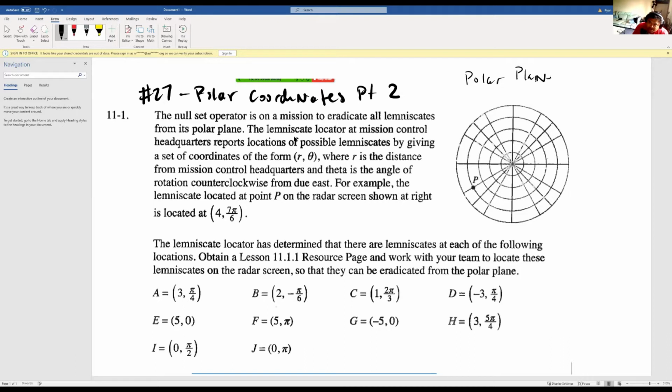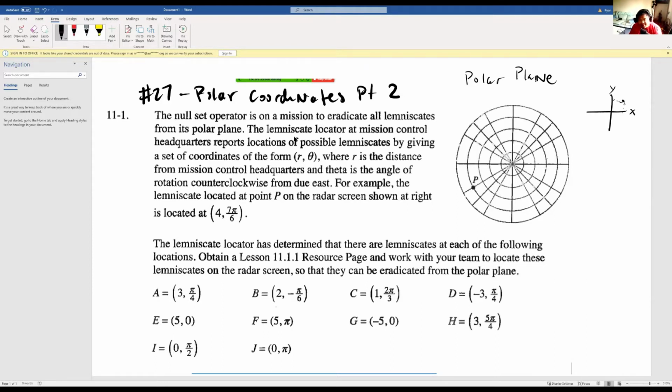So it's not your typical XY plane, which we talked about last week, which we call rectangular coordinates, where you would move to the right or left first and then up and down second. So if I graph a point, it looks like a rectangle.